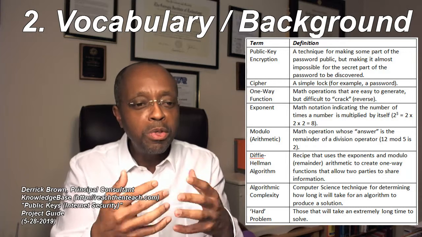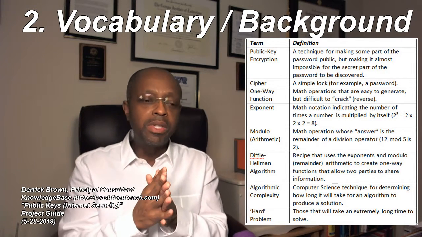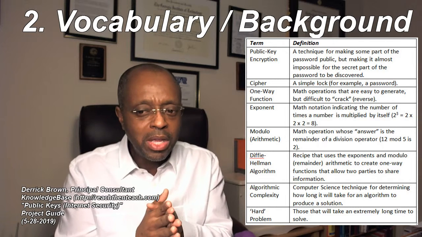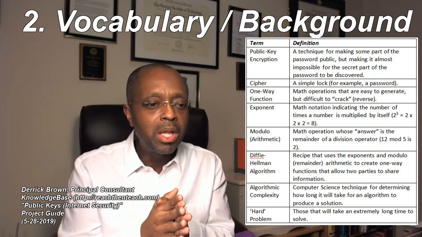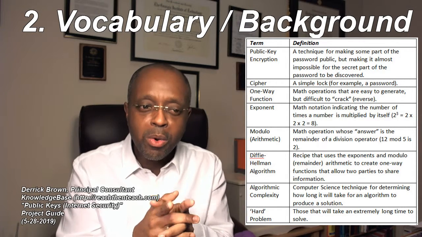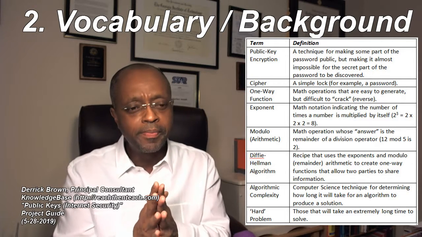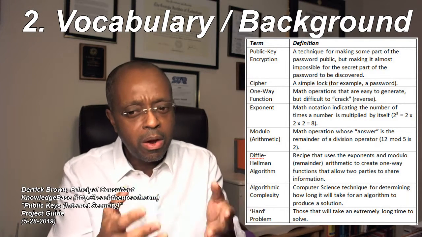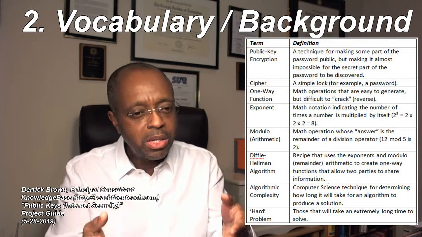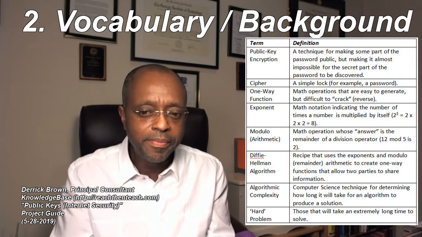Next up is algorithmic complexity. This is a computer science technique for determining how long it will take for an algorithm to produce a solution. It is a cornerstone of security because all locks can be broken. You just want to make it take a long time to do so. And then hard problems. Hard problems are those that take an extremely long time to solve.